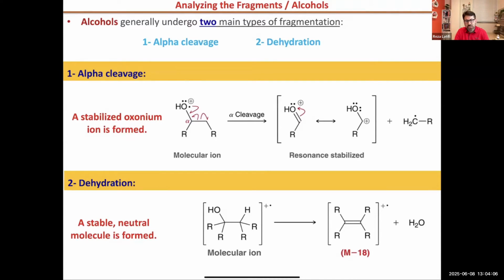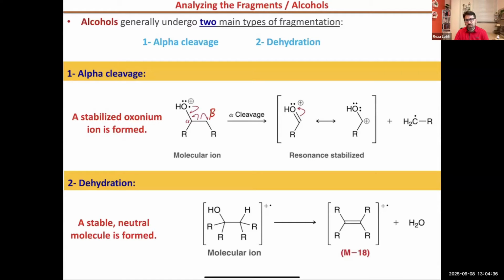Alcohols can go through two ways of fragmentation. The first one is alpha cleavage, and the second one is dehydration. For alpha cleavage, if you look at the OH group, wherever OH is attached to the backbone, that carbon we're going to call alpha, and the neighbor will be beta. So we find the alpha and beta, and we cut the molecule through that bond, or we cut that bond.